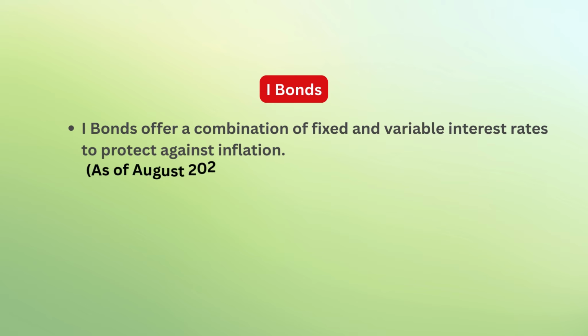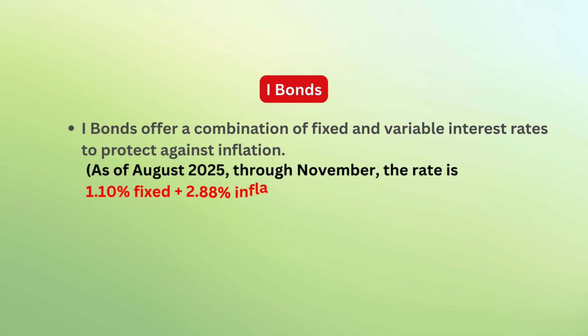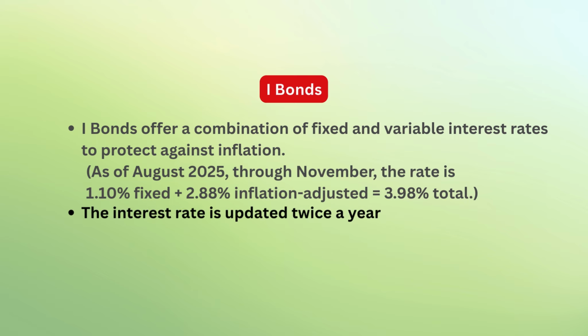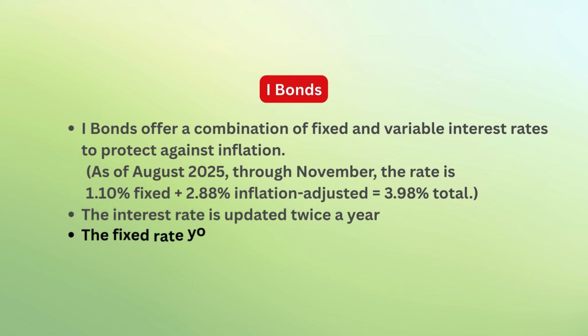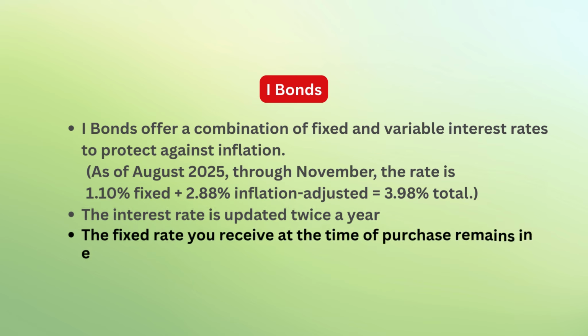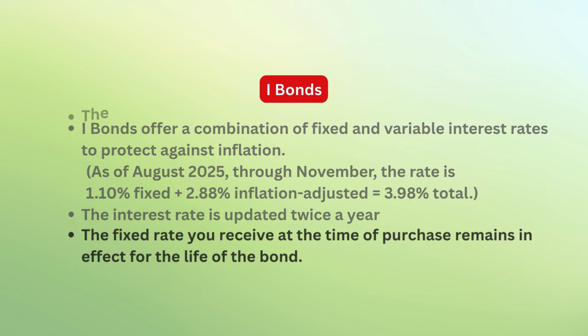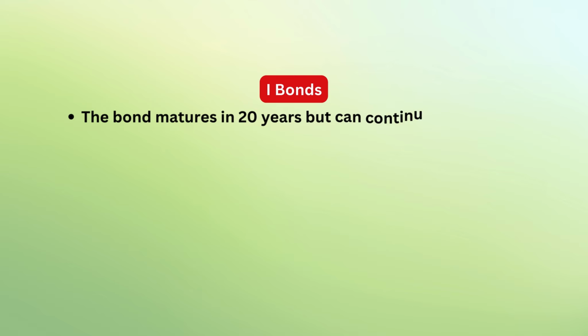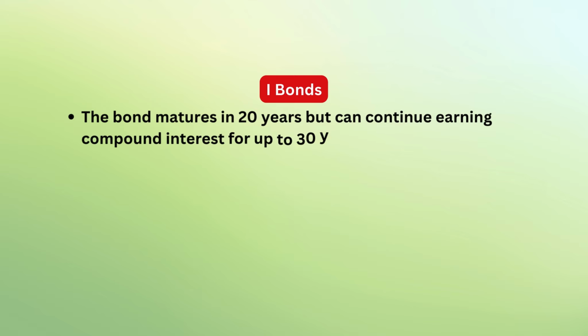As of August 2025 through November, the rate is 1.1% fixed plus 2.88% inflation adjusted equals 3.98% total. The interest rate is updated twice a year. The fixed rate you receive at the time of purchase remains in effect for life of the bond. The bond matures in 20 years but can continue earning compound interest for up to 30 years.